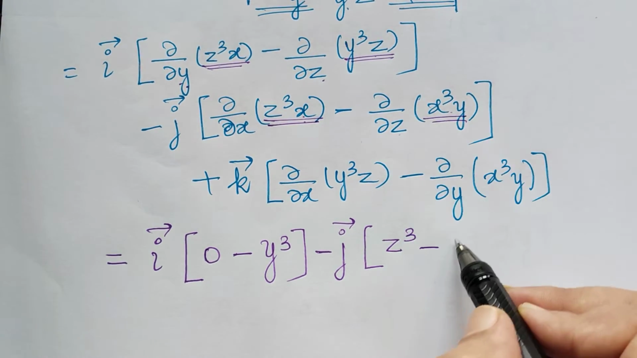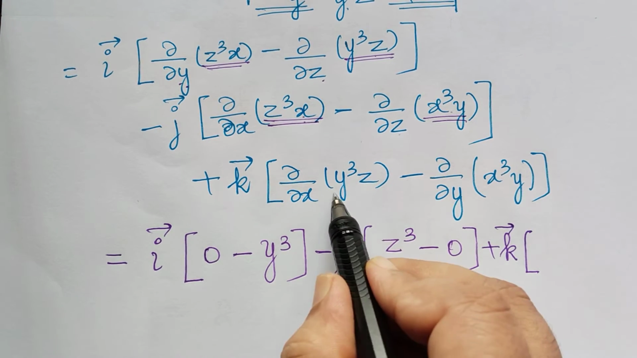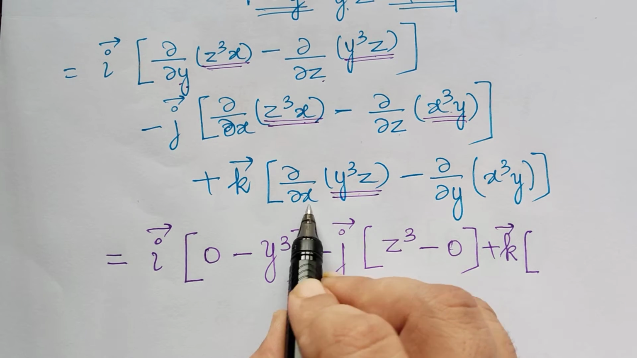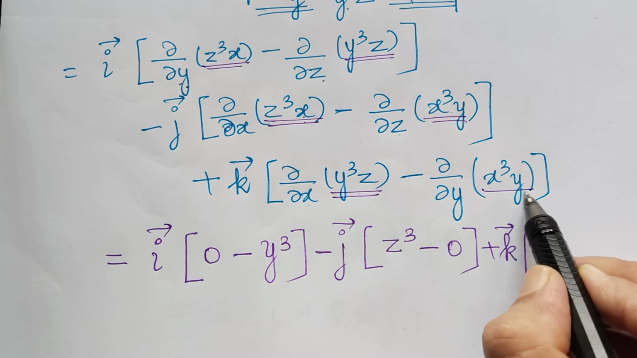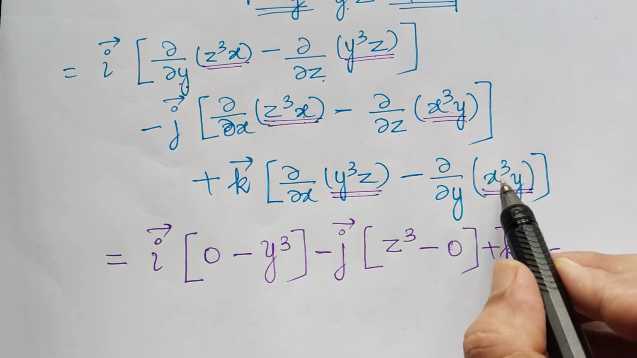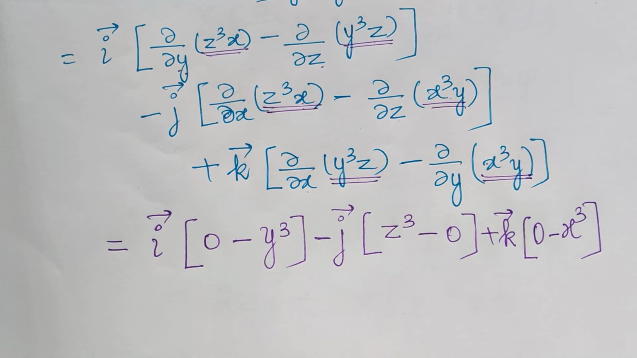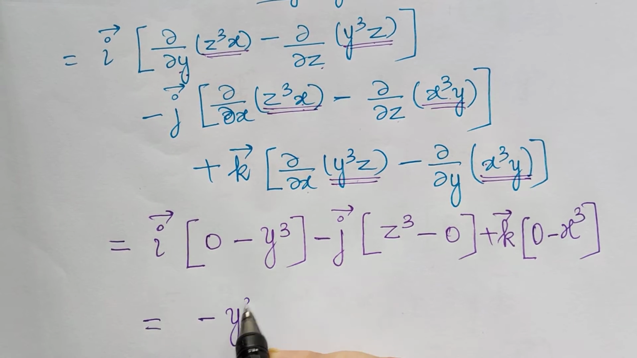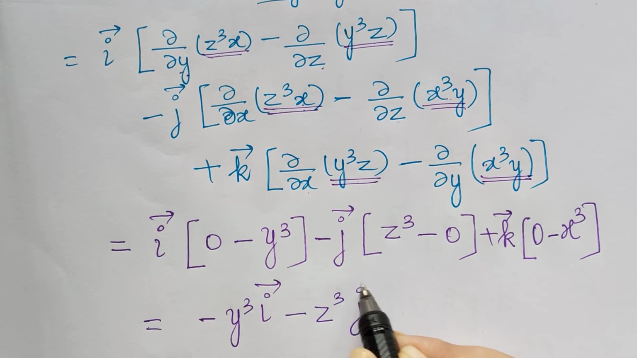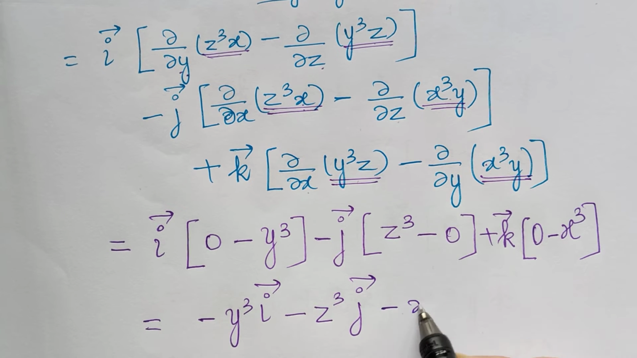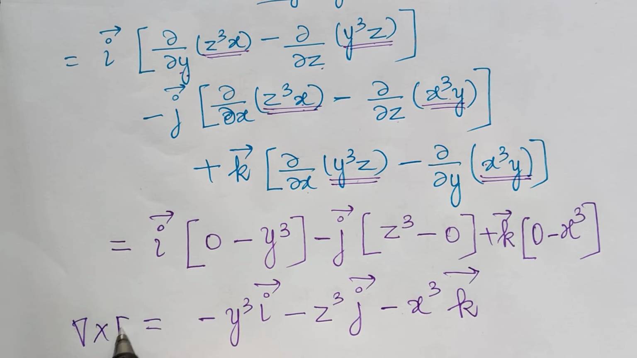term over here, so it will be 0, plus k vector multiplied with partial differentiation of this with respect to x, but as there is no x term, it is 0, minus partial differentiation of this with respect to y, which is 1 into x cube, so it will be x cube. And so we will be having negative y cube i vector, and then negative z cube j vector, and then negative x cube k vector. So this is nabla cross f vector.